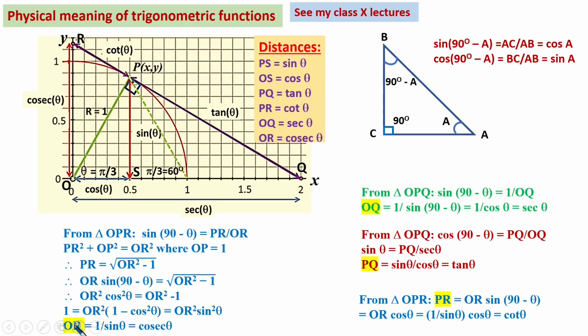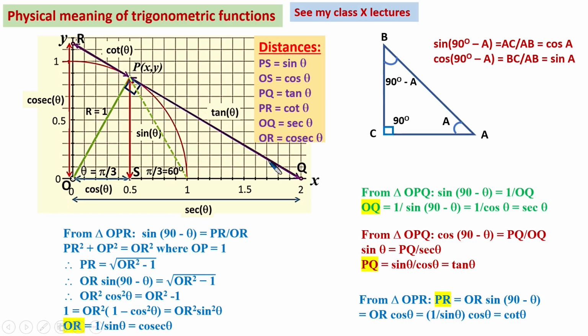So I can write OR is equal to 1 by sin theta, because now I'm taking square root on both the sides. Here it was square, so I'm taking a square root. So OR, this distance, is 1 by sin theta, and this is cosec theta. By definition, inverse of sin theta is cosec theta. So this distance is cosec theta.